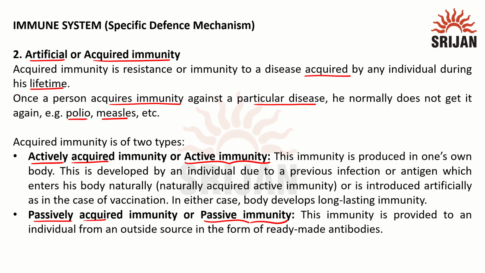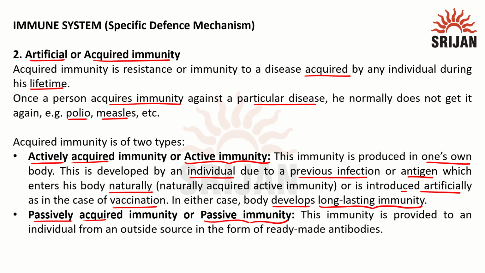Now, active immunity is produced in one's own body. This is developed by the individual due to previous infection exposure or antigen exposure which has entered the body naturally. That is, if I get flu during the rainy season or summer, or by going into water or playing around, that is naturally acquired, and it is introduced artificially in the case of vaccination. So whether it is naturally induced or injected or artificially induced, the body will develop a long lasting memory and it can defend the body against the pathogens.